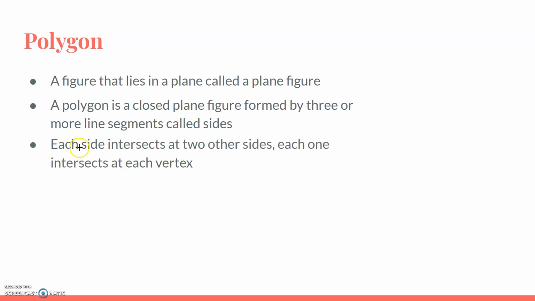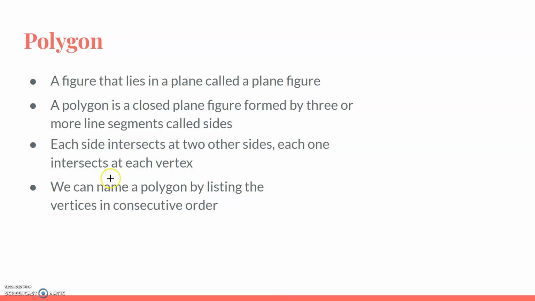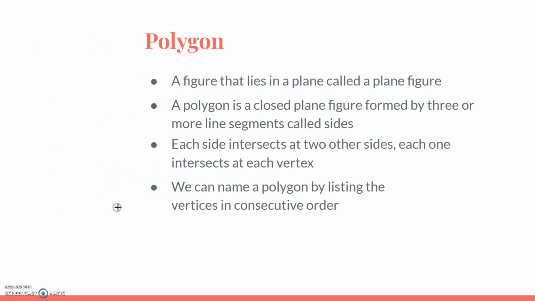Next, each side intersects at 2 other sides, each one intersecting at one vertex. So this point I'll go in depth in the next slide where I want to show you a picture. So after that you'll understand this. So finally, how we can name a polygon. We can name a polygon by listing all the vertices, so for example, A, B, and C for a triangle in consecutive order. Then the name of the polygon would be triangle ABC.